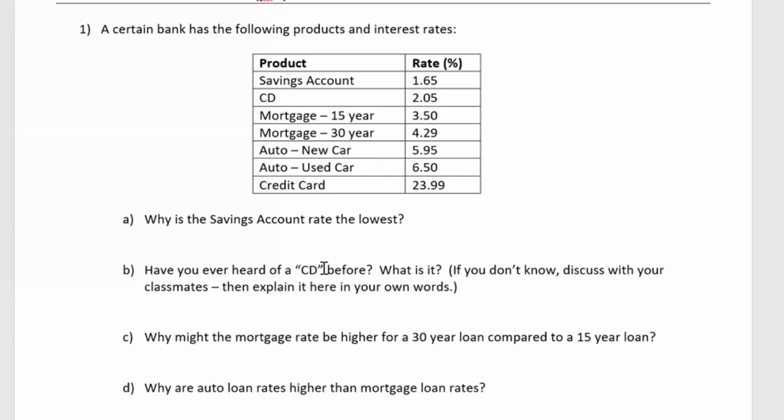Now C, I'm interested to know what are your thoughts on why might the mortgage rate be higher for a 30-year loan compared to a 15-year loan? Why is it that a bank wants you to pay 4.29% for a 30-year mortgage loan, but would only charge you 3.50% for a 15-year mortgage loan? Why do they demand more for the longer term? Okay. Change in value of money.